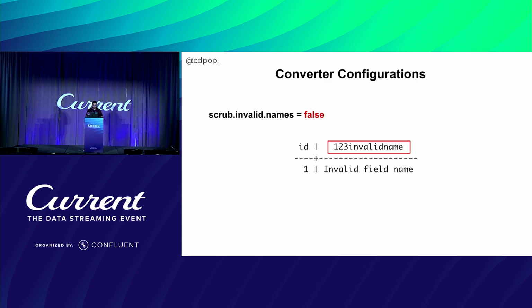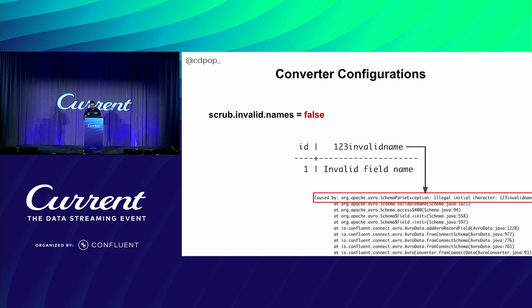So here's a quick little example. The configuration is set to false. My field name is 123 invalid name. And whenever I do this and I try to produce a record, I end up getting this particular exception within my connect logs: Illegal initial character 123 invalid name.